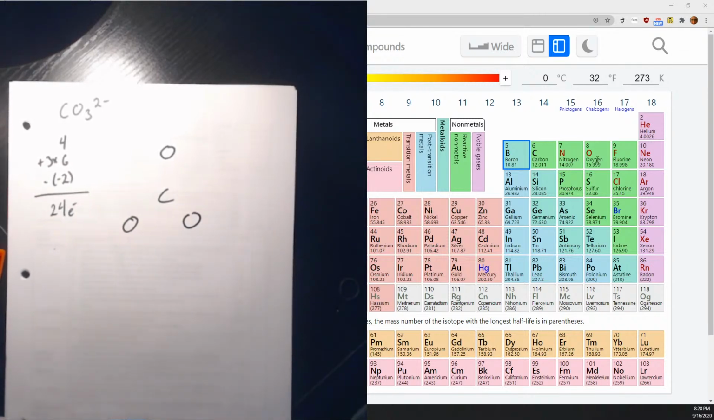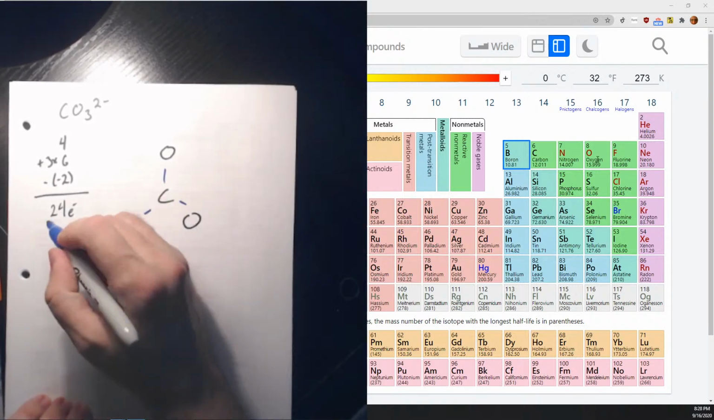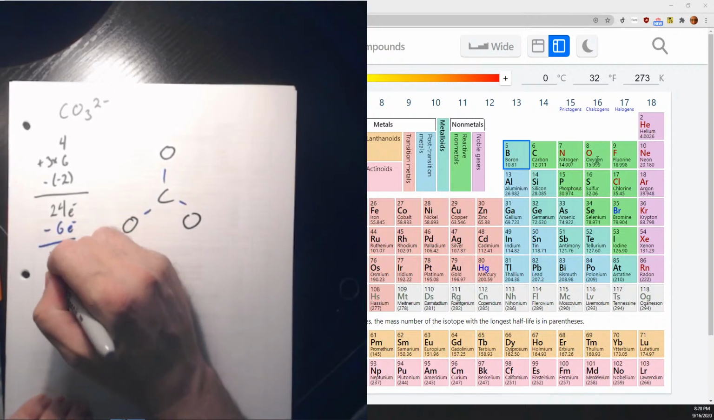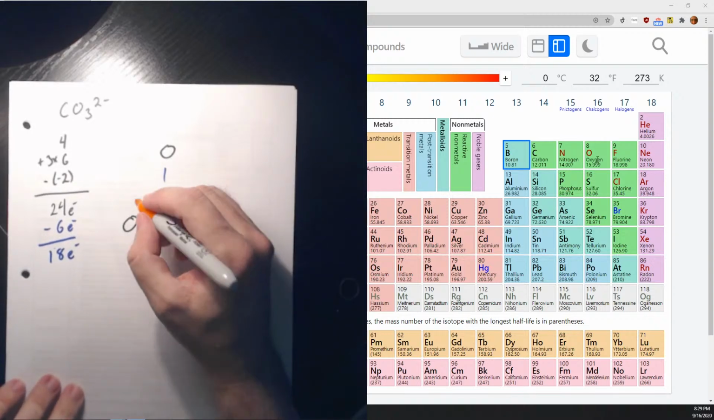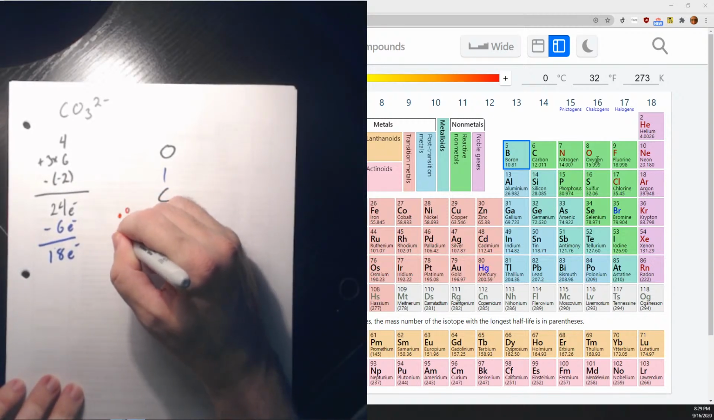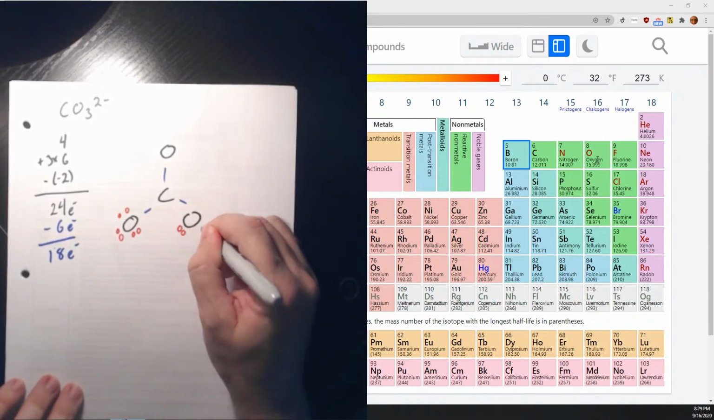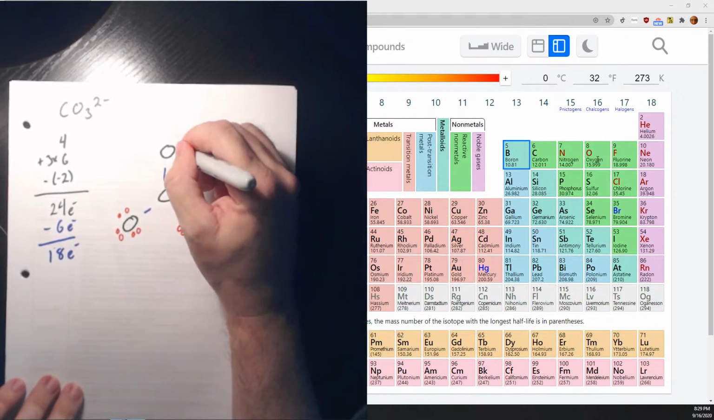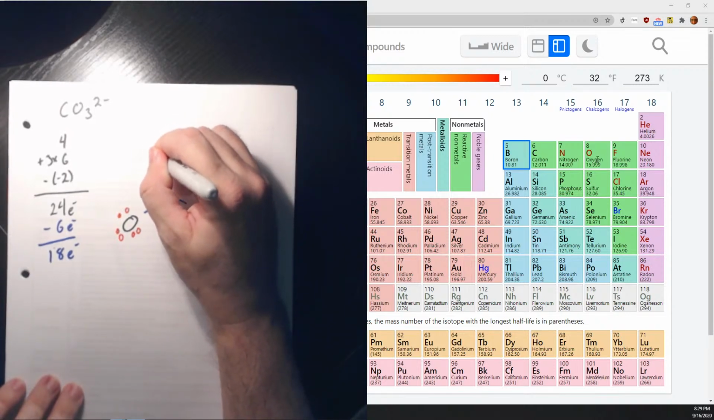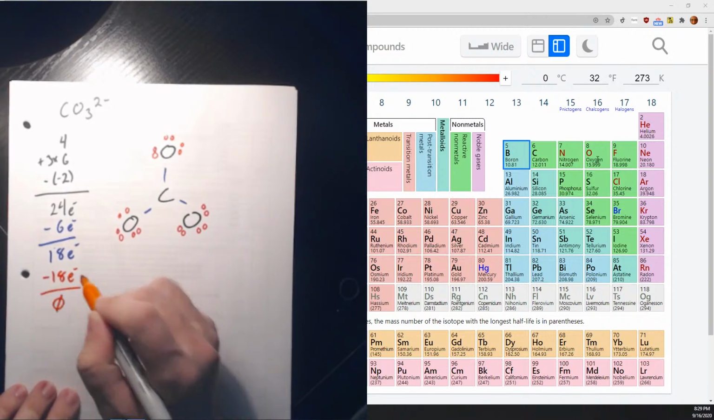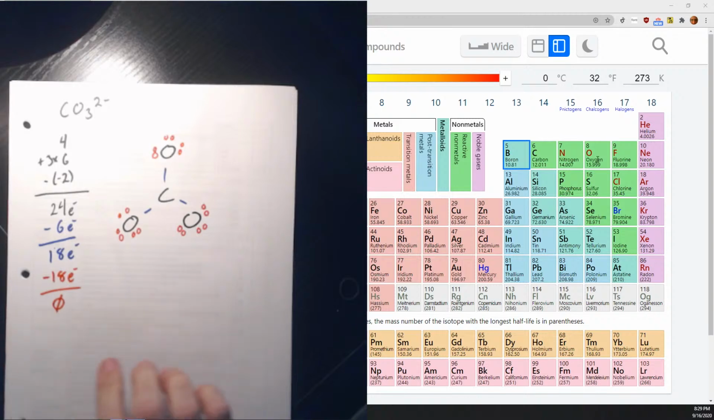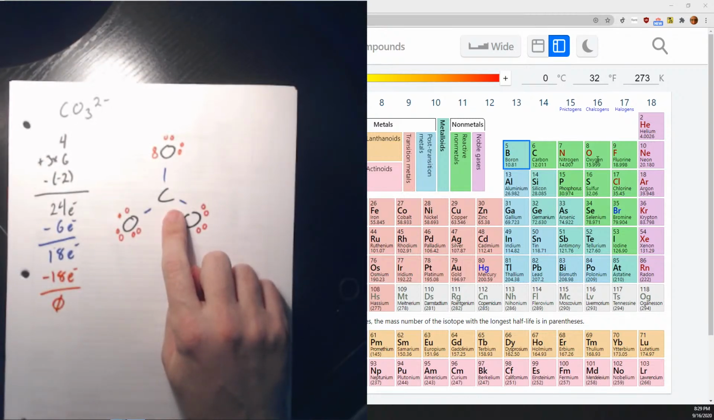That is the basic structure. Okay, so now let's go ahead and add our single bonds. Boop, boop, boop. 3 bonds means 6 electrons, leaving us with 18 to play with. Now we fill in the octet on each of our oxygens using lone pairs. So 2, 4, 6, 8, 10, 12, 14, 16, 18. All right, so filling in the octets there uses up all of our electrons. We have 0 electrons left, which means no lone pairs on carbon.